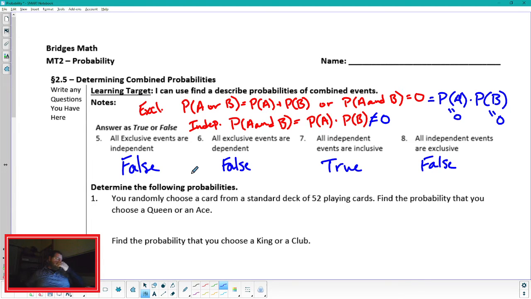Well, I guess I could say the first one, because that would be one of these cases where the probability of A might be 0. And then we have exclusive events that are independent.